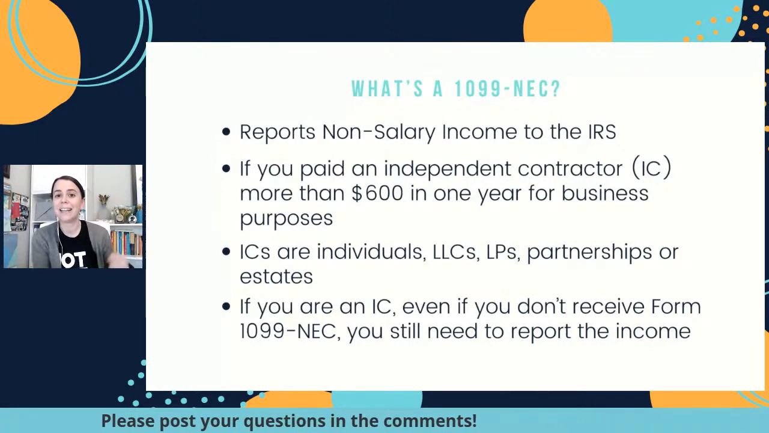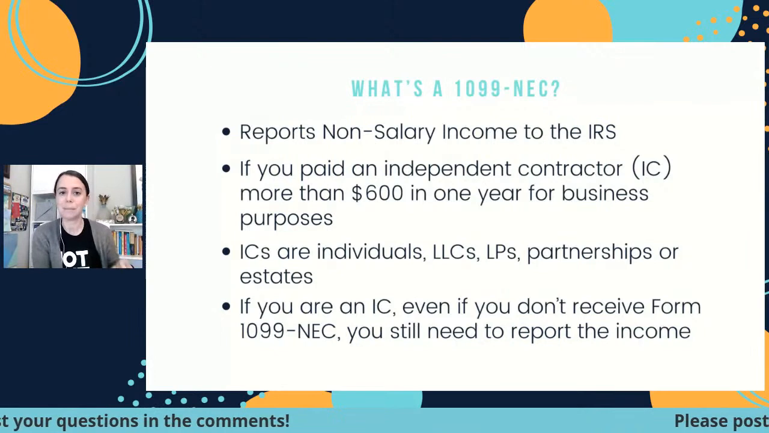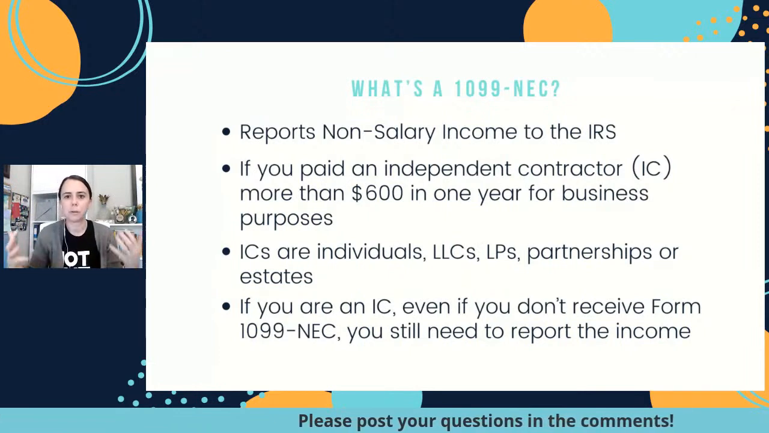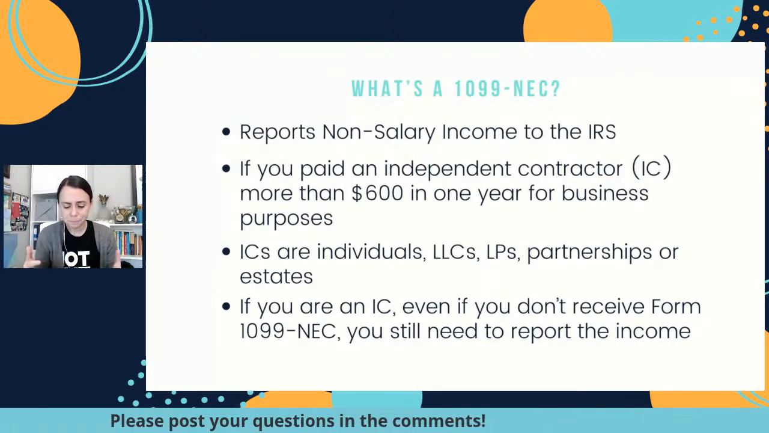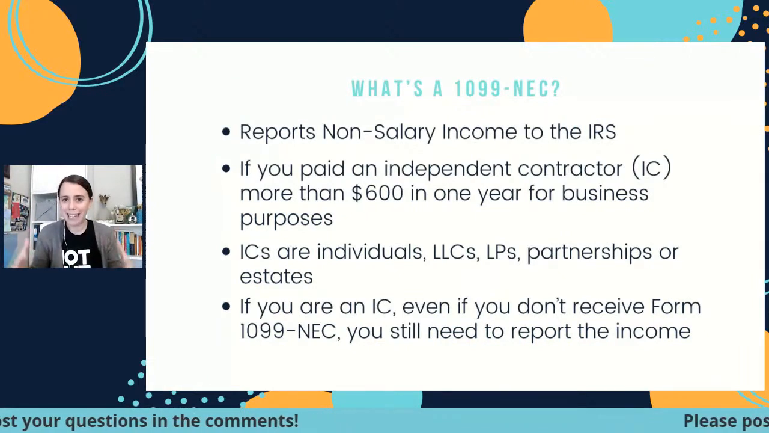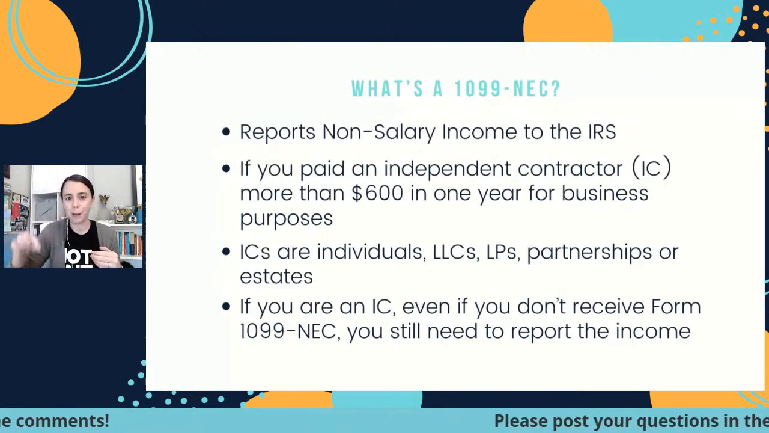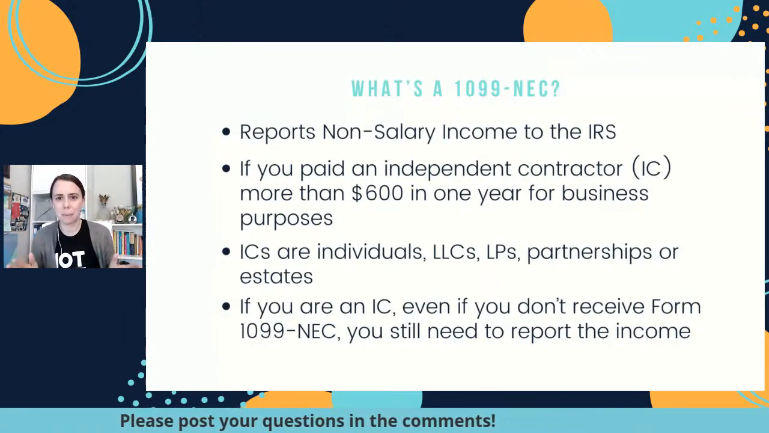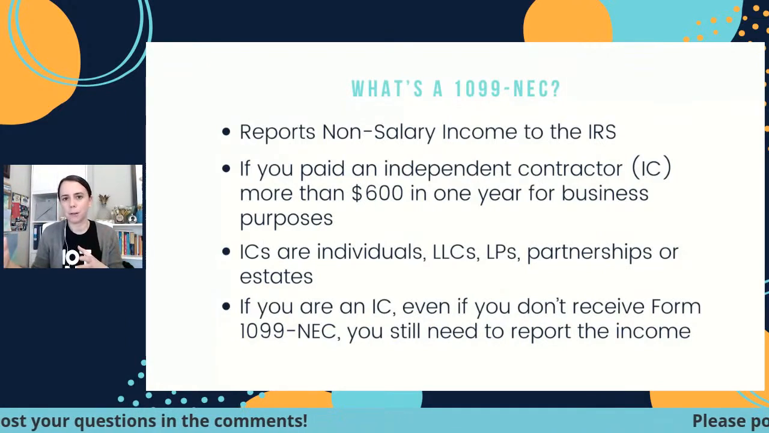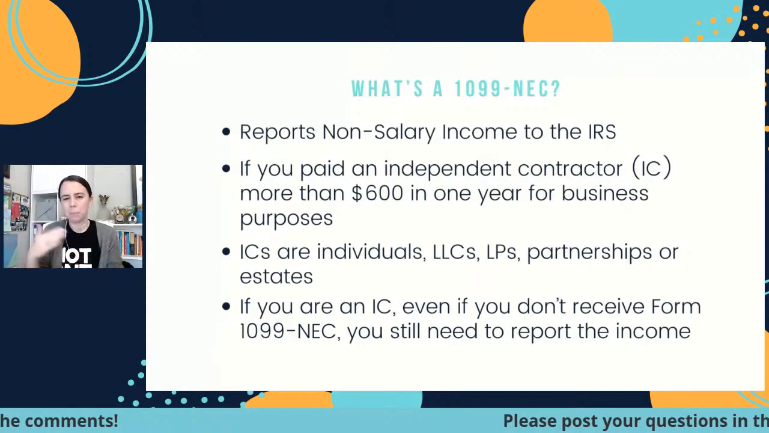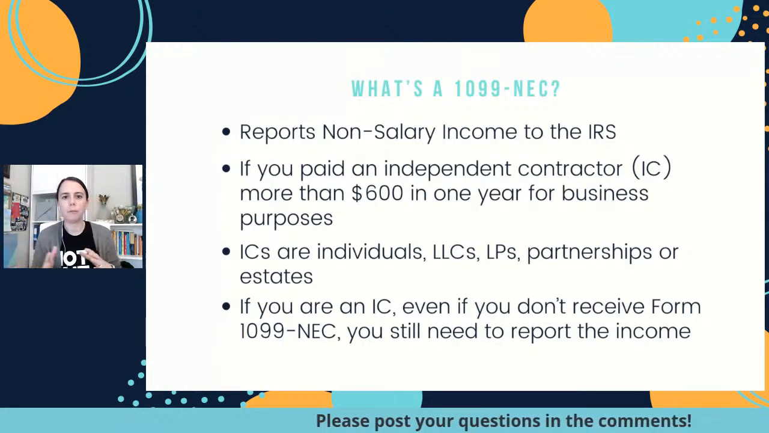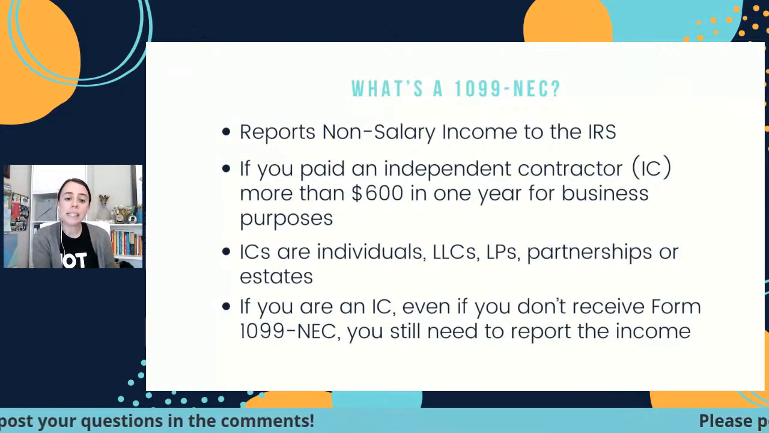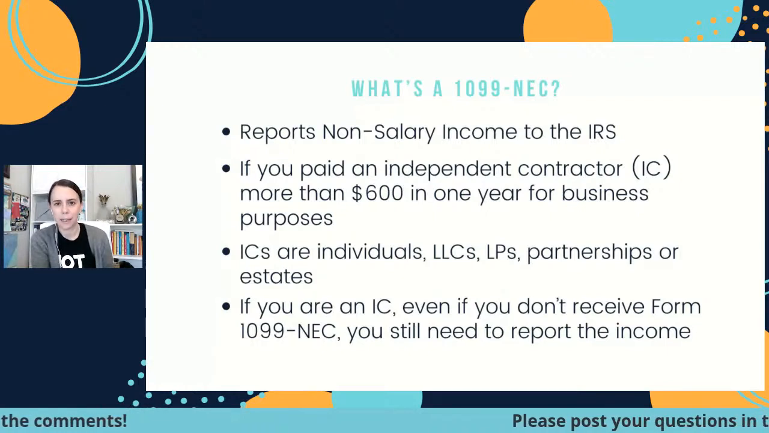Now, in the past, this has been the 1099-MISC, miscellaneous. It was the form that self-employed folks, contractors, and business owners would use to report income that they had received in the course of doing business. Starting for income in 2020, we're using a form called the 1099-NEC. It basically is the exact same form, but the IRS has now created a form specifically for business owners, freelancers, and whatnot, versus in the past, when we've just always gotten lumped into the 1099-MISC. So the 1099-NEC reports non-salary income to the IRS.